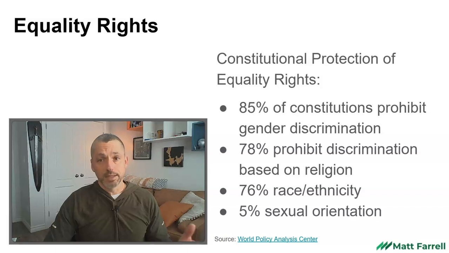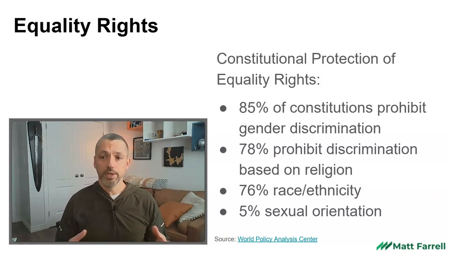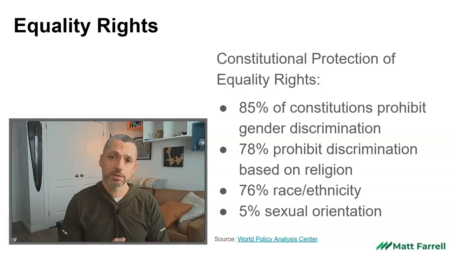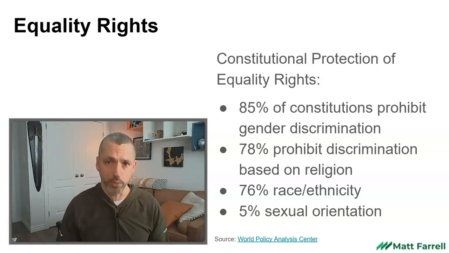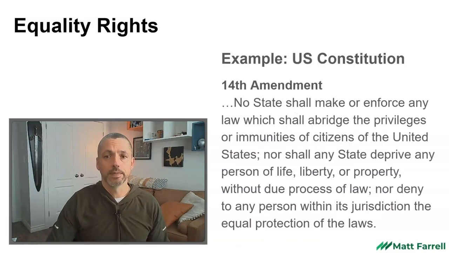Around the world, that is the case. 85% of the constitutions around the world prohibit gender discrimination. There are also equality provisions for religion. 78% of the constitutions around the world ban religious discrimination. Many also focus on discrimination that's racial or ethnic, and they prohibit that. And there are even a few that focus on sexual orientation. So it's clearly something that is recognized as important because equality rights do show up in constitutions around the world.